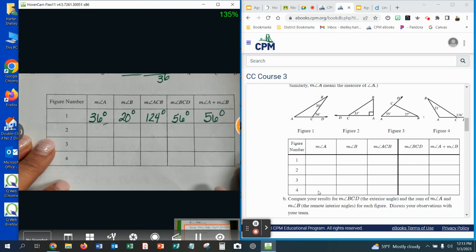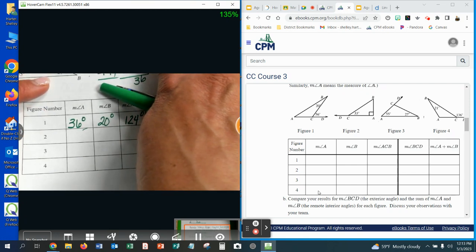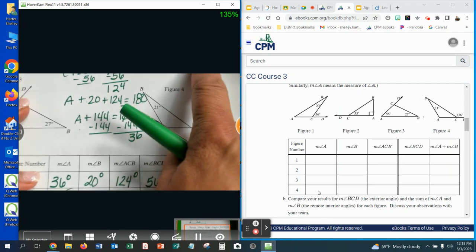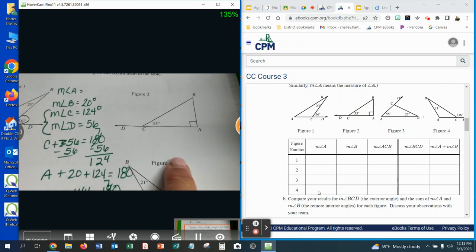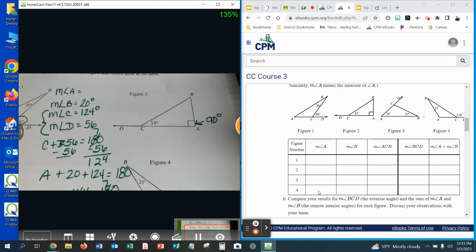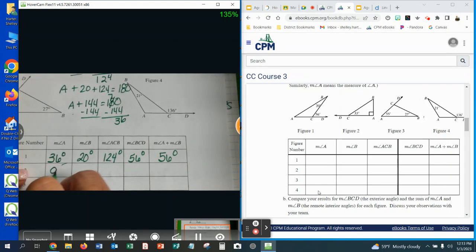Okay. Let's look at figure 2. What do we have? Well, what do we know about A? A is 90 degrees. That's what that little box means. We don't know what B is, right? So in our chart, A equals 90 degrees, B we don't know, and we know C is 33 degrees. We need to find out what B and D are.